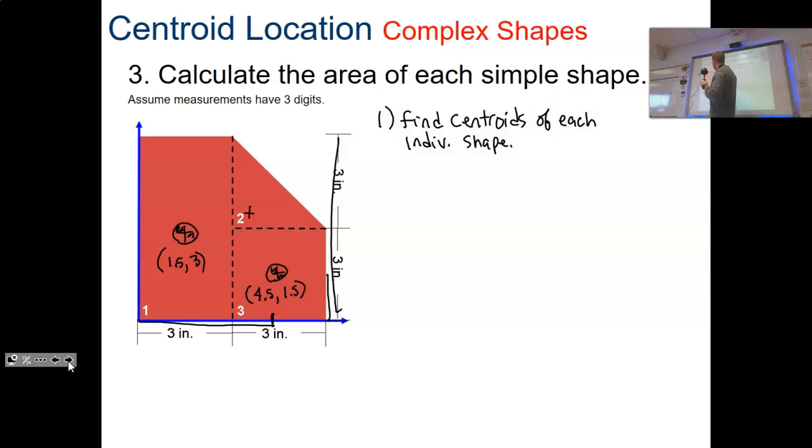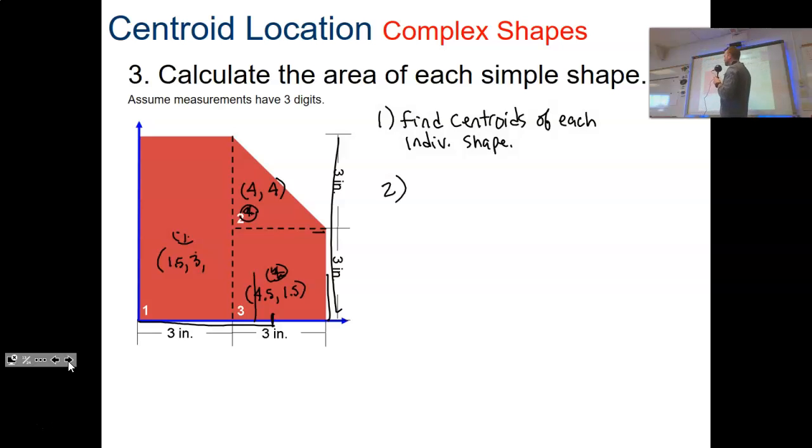And then a triangle, if you remember back, it's a third. Since this is 3 wide, it's only 1. So it's 3 plus 1, so its x value is 4. And then it's 3 plus another 1, so 4, 4. So here are my centroids for each of my shapes. Find the centroids of each of the shapes.